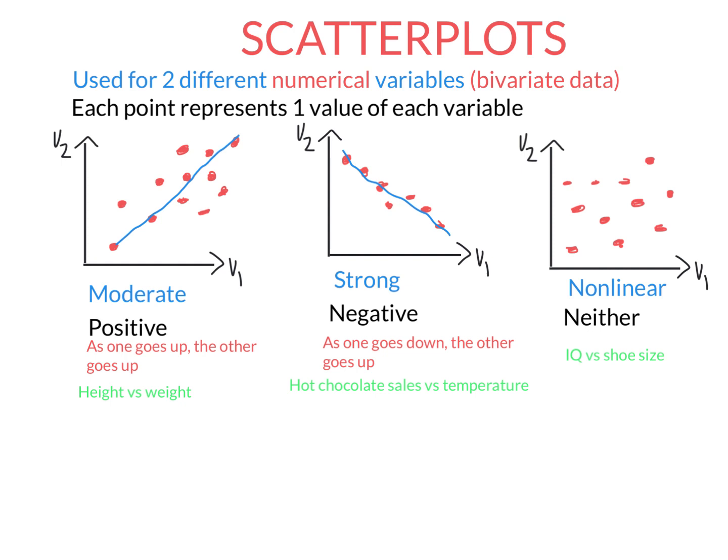So an example might be IQ and shoe size. They have nothing to do with each other. As your shoe size goes up, it doesn't really do anything with your IQ. People with a higher IQ don't necessarily have a larger or a smaller shoe size. These two have nothing to do with each other. So let's look at an example now where we construct our own scatter plots.